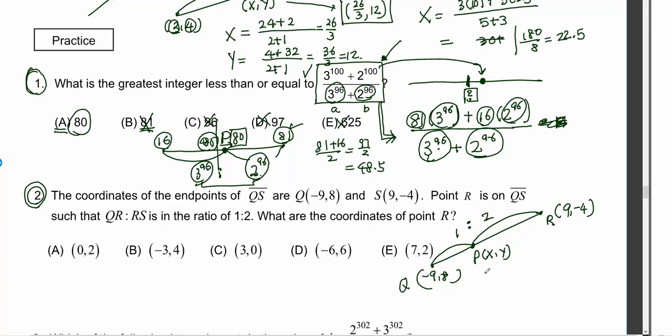Alright, what is the x? 1 plus 2 is 3. 2 times negative 9 is negative 18, plus 1 times 9 over here, so that is negative 3. What about y? Still 3. 2 times 8 is 16, and plus 1 times negative 4 is negative 4, so 12 over 3 is 4. So this point should be negative 3 and 4 is the answer, okay? Alright.